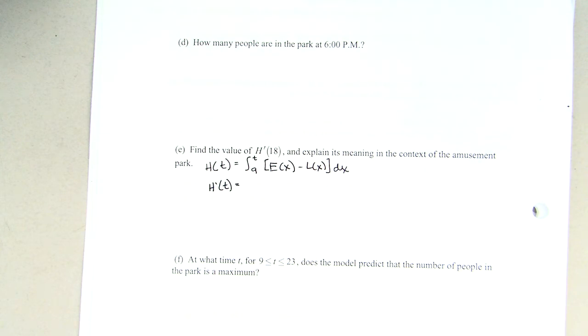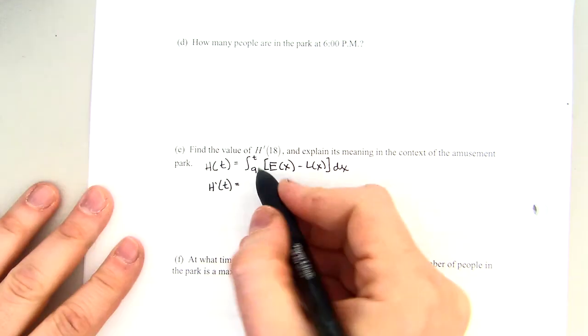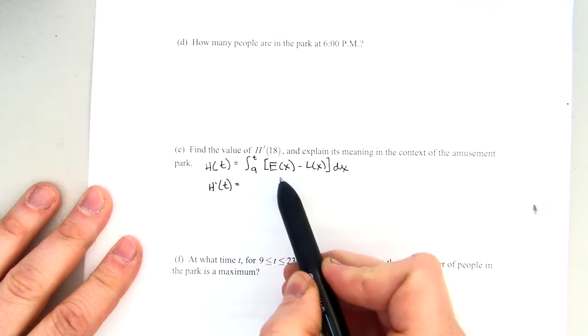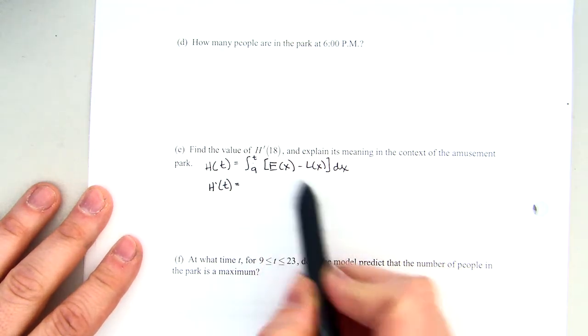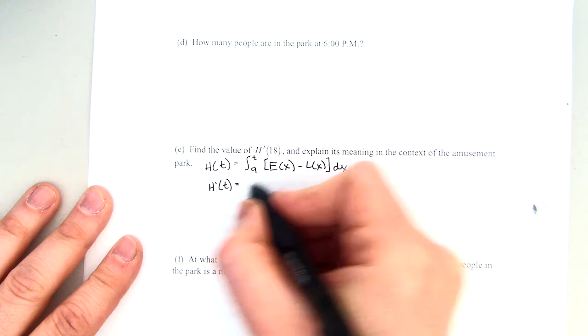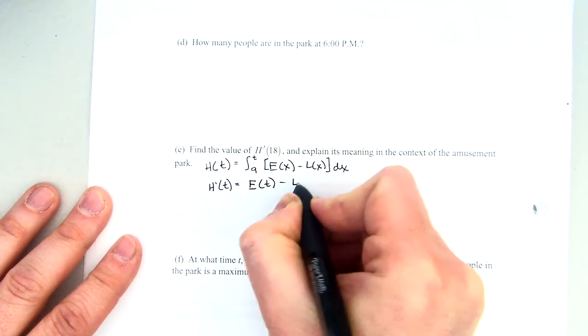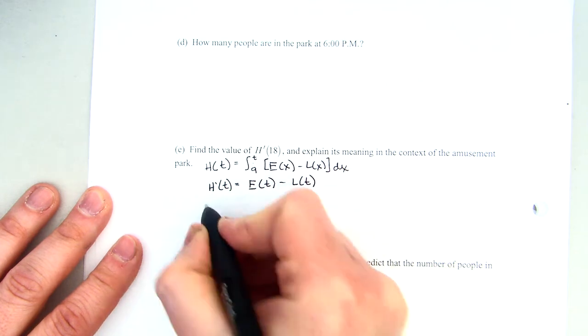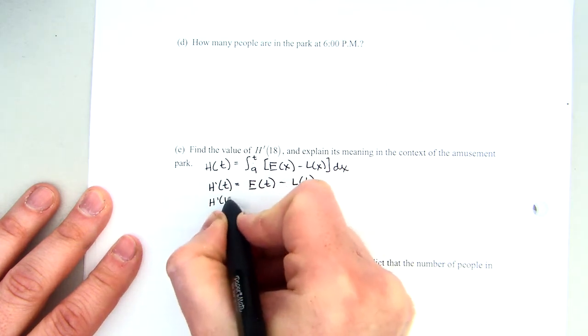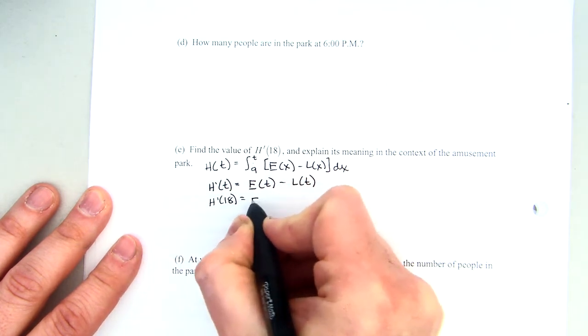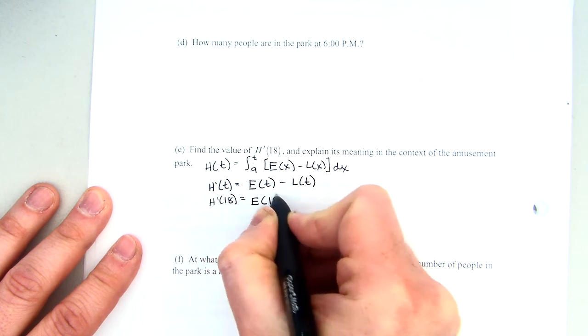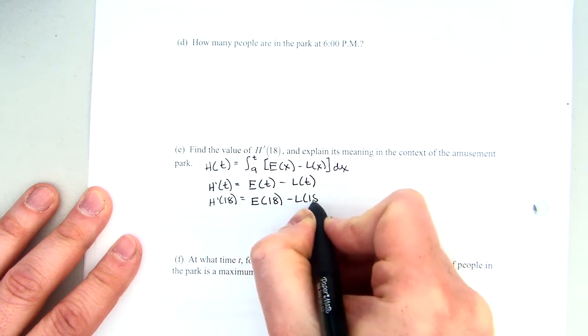What were you saying? Yeah, the second fundamental theorem of calculus, the derivative and integral cancel. The only difference is you're just going to plug in the t where the x was. Another reason why I was using the two different variables there. H prime of t is going to be e of t minus L of t. So, to find h prime of 18, you just need to do e of 18 minus L of 18.